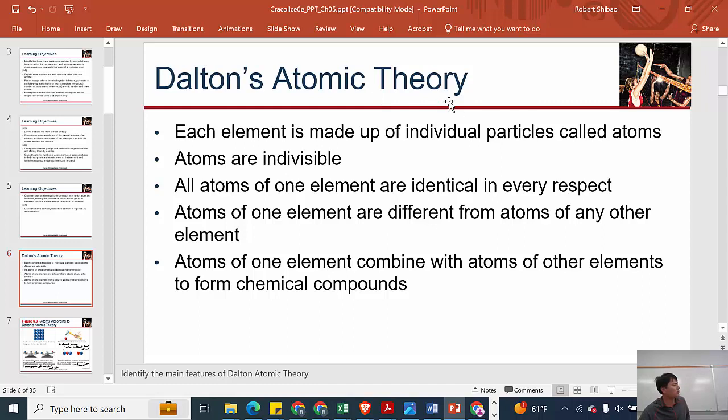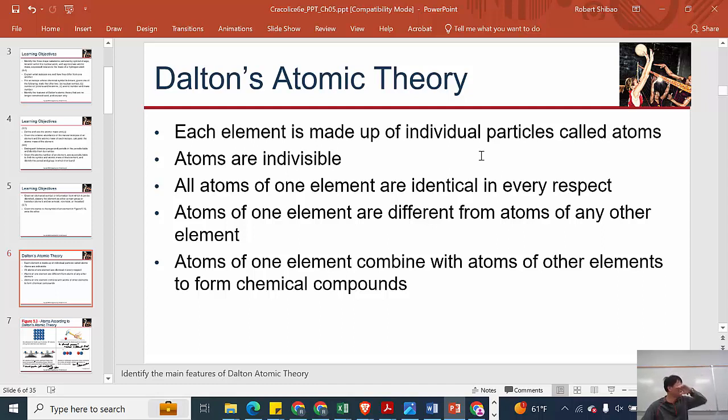This theory was proposed really quite some time ago, 17th, 18th century, 19th century. Well, anyway, certain things have been modified. So let's take a look at his original atomic theory, and then we'll get to modern atomic theory. In the original atomic theory, each element is made up of individual particles called atoms. That's the same. Atoms will reach a finite limit. Matter is not infinitely divisible.